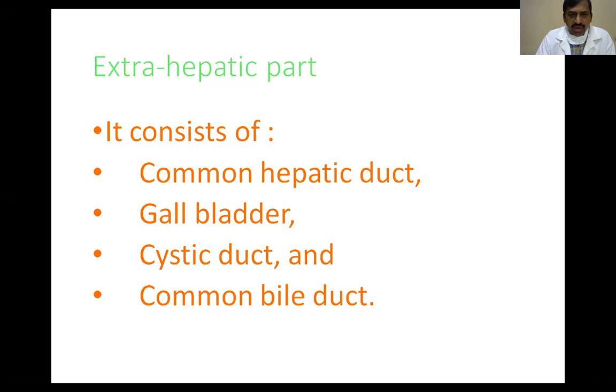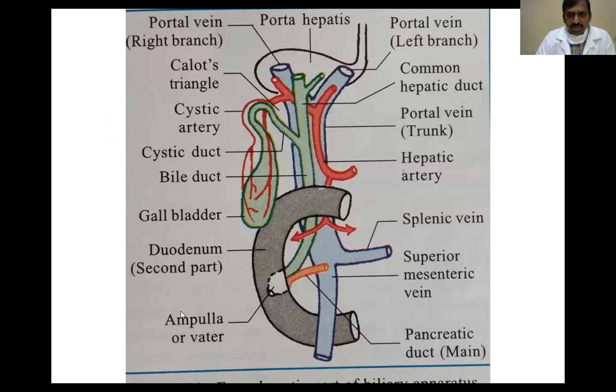You remember. Next, you see here, this is the picture. It shows the entire extra-hepatic biliary apparatus. This is the left hepatic duct. This is the right hepatic duct. Together, they form the common hepatic duct. Then this common hepatic duct joins with the cystic duct. Together, they form the common bile duct or bile duct. This part is called CBD.